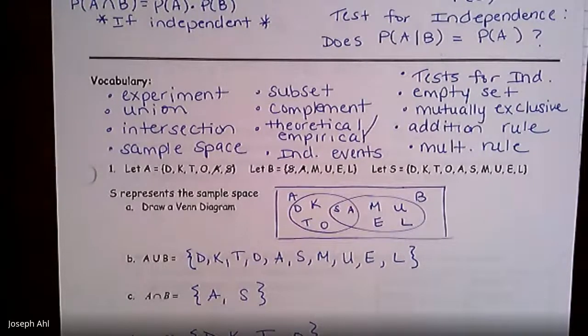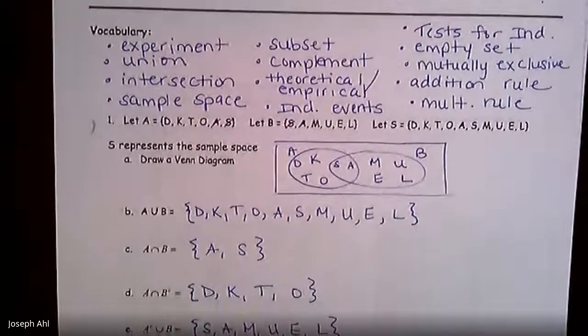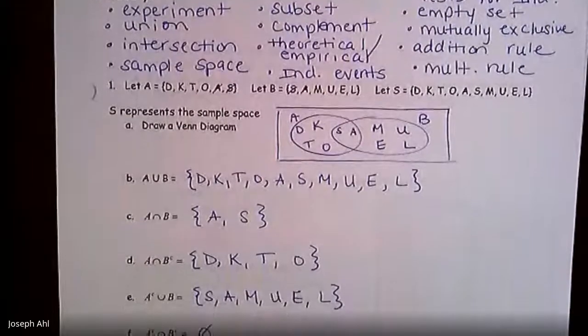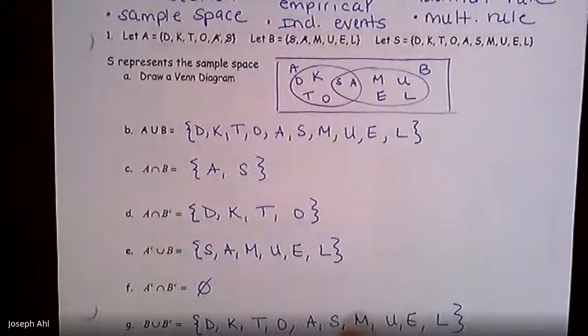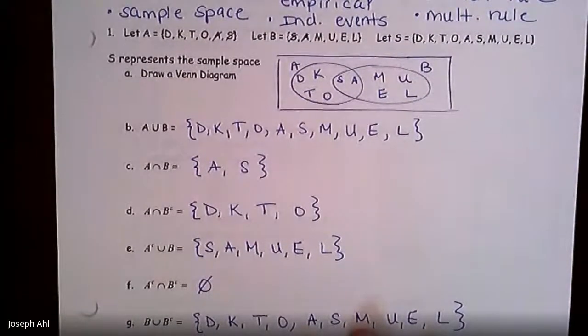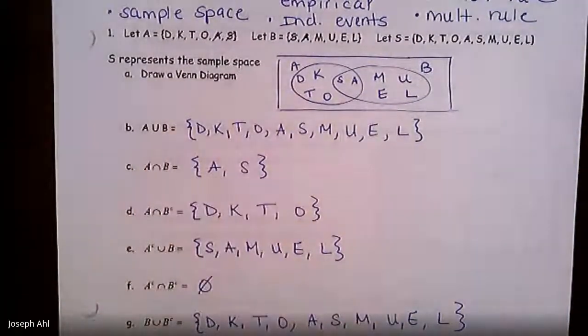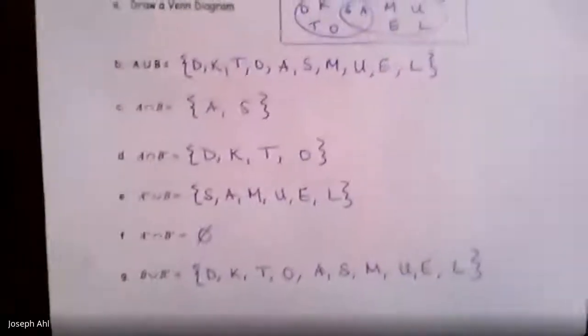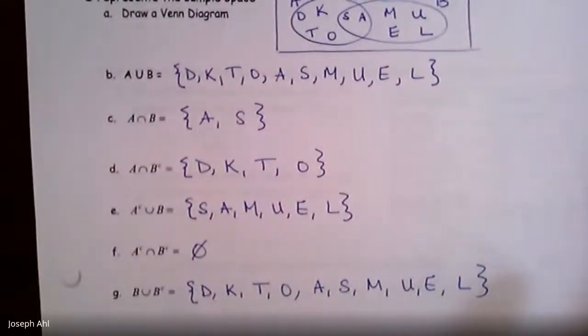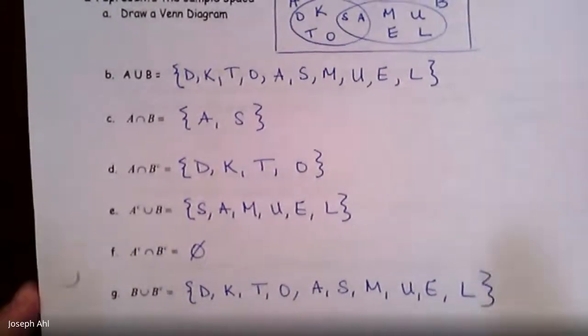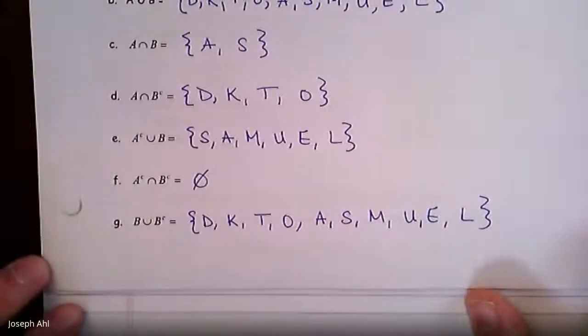I don't think you necessarily have to copy them all onto your review sheet unless you want it to be fully complete there. So given sets A, B, and then the sample set of all those letters, we have this Venn diagram, and then you had to fill in some different information about unions of sets, intersections, things like that. So here's what you should have all the way up through. Let's see if I can move this up so you can see G as well.